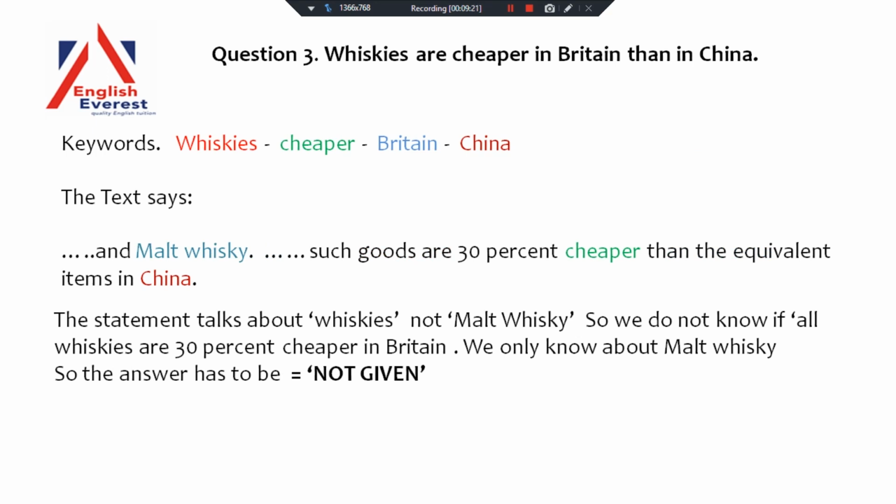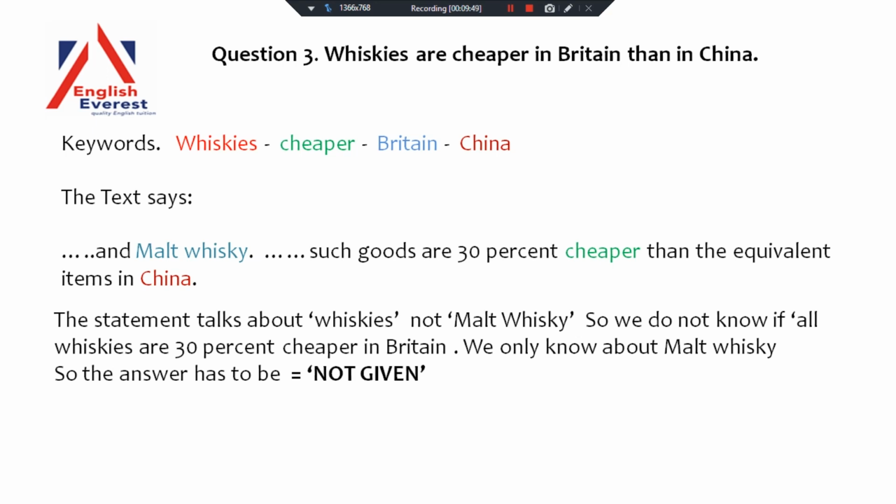And the third one, unfortunately, it's another not given, but you know, the others are not, so you'll be able to practice. Whiskies are cheaper in Britain than in China. Okay, keywords, whiskies cheaper, Britain, China. In the text it says, and malt whiskey. Such goods are 30% cheaper than the equivalent items in China.